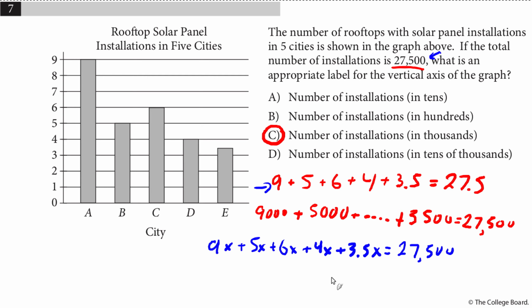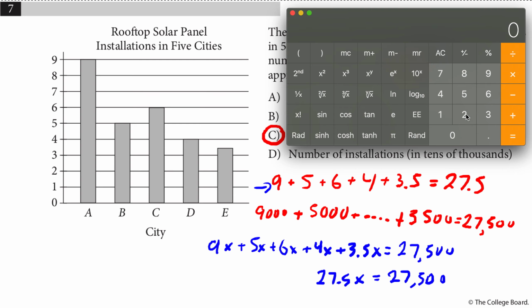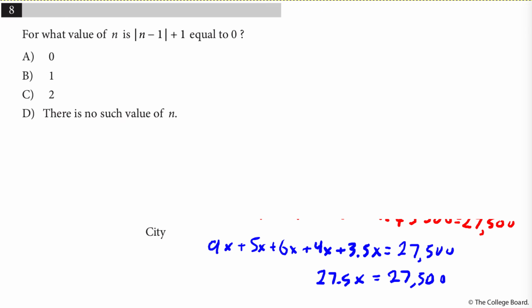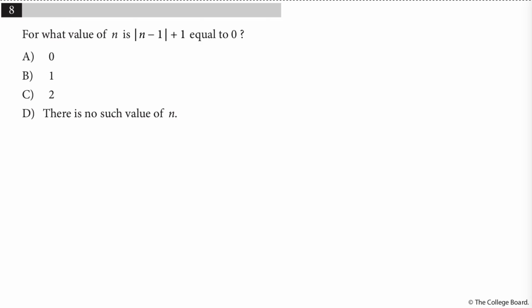And when I do that, I get 27.5x is 27,500. And again, it is a calculator test, so if I can't do it in my head, 27,500 divided by 27.5, and I see that, okay, each 1x is 1,000 roofs. So that's where I get the number of installations in thousands. All right, give this a shot.